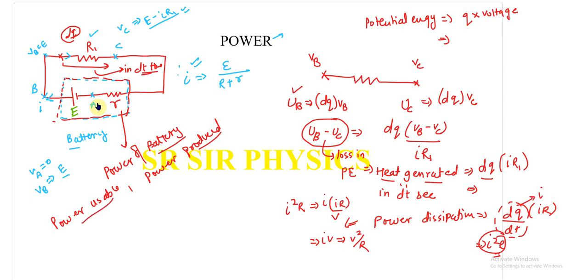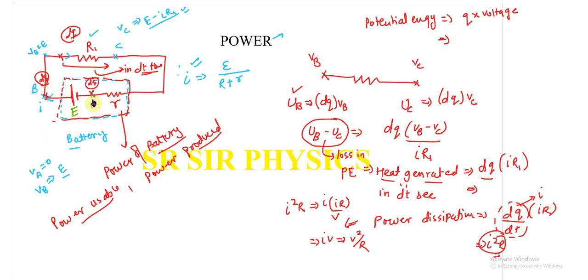See here, this battery has an EMF E, and this point has a potential A, this point has a potential B. So if I apply the same concept, dq charge was here and then this dq charge went here. So we can say this dq charge earlier, when it was here, I have assumed the potential of point A as 0. So it means that dq charge has potential energy of 0. But when it has gone to point B, its potential became E. So its potential energy became E dq.